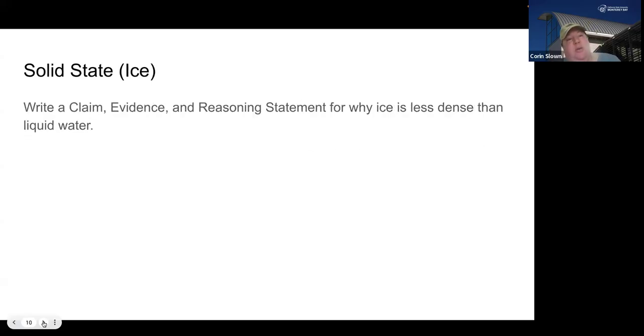Okay, so I want you to take a moment and in your notes, I want you to think about what you know about water molecules. And I want you to think about a claim, evidence, reasoning statement for why ice would be less dense than liquid water. Make sure that your evidence includes the arrangement of the water molecules and how it might be different, say, for example, in liquid water versus ice versus gaseous water. So take a moment, think about why ice is less dense than liquid water.